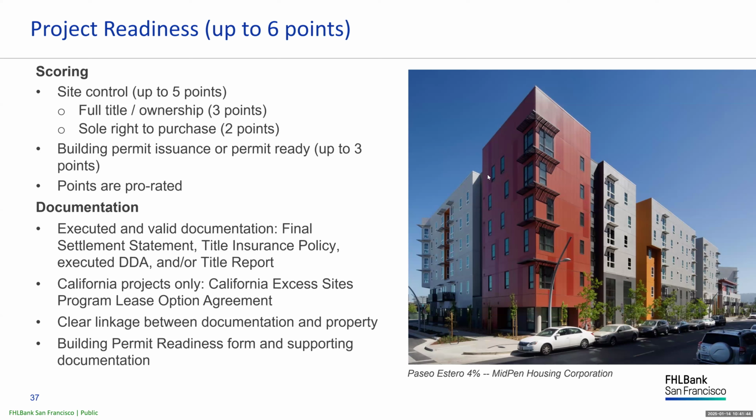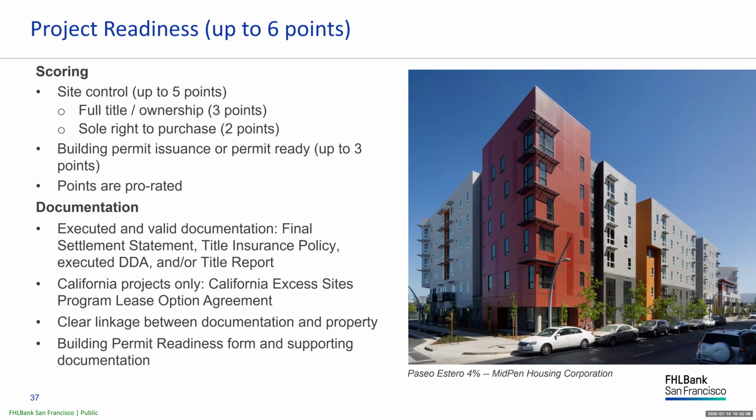Thank you, Brandon. In the project readiness category, points are awarded to projects that have some measure of site control. 3 points are awarded for full site control where you already own the land or building you are going to develop. Documentation must be submitted as evidence for the different options listed in the application: a final settlement statement, title insurance policy, executed disposition and development agreement, or a title report.